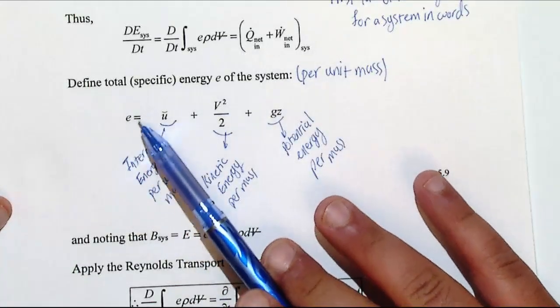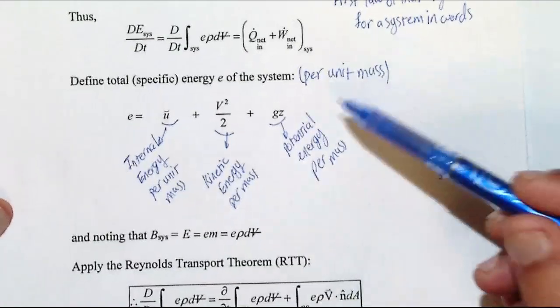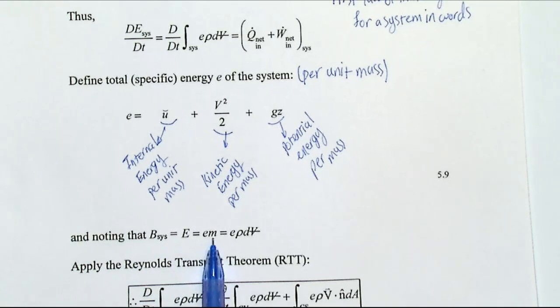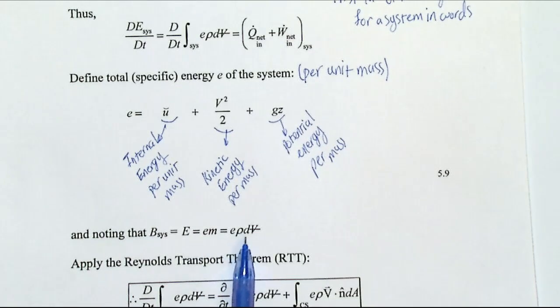And if you show that with lowercase e, it means that it is per mass, as you see here. If you multiply that by the total mass of your system, you will have total energy, or capital E, of a system. Noting that E is going to be e times m, where m is the mass of the system, and mass can also be defined as rho dV, then you also need to integrate over the control volume or over the total system.